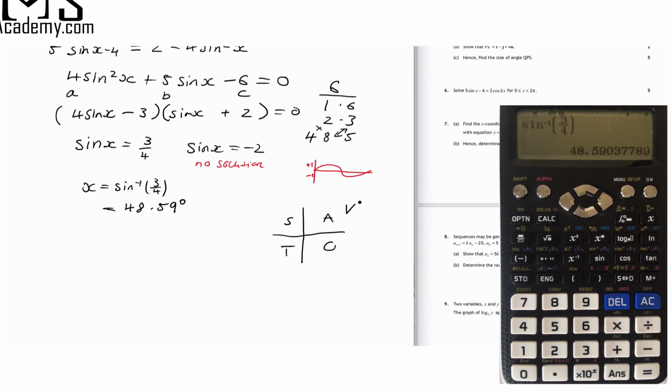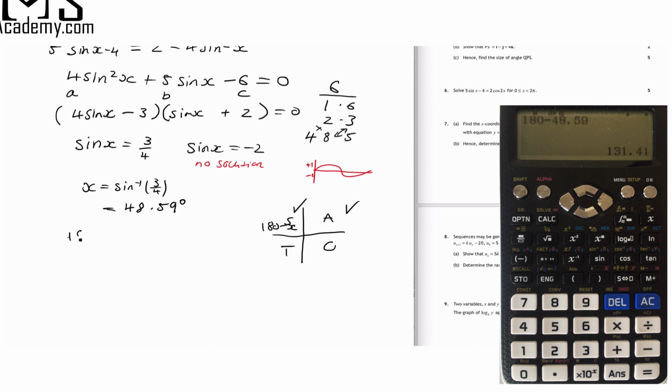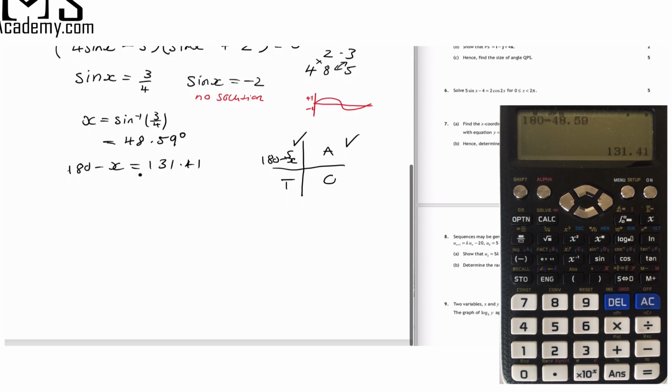Okay, now I need to look at our quadrants. So it's positive in the first quadrant, and it'll be positive in the second quadrant as well. So that means it's going to be 180 minus x. So 180 minus 48.59 is equal to 131.41. So these are our two answers, but we're not finished yet because we still want them in radians.